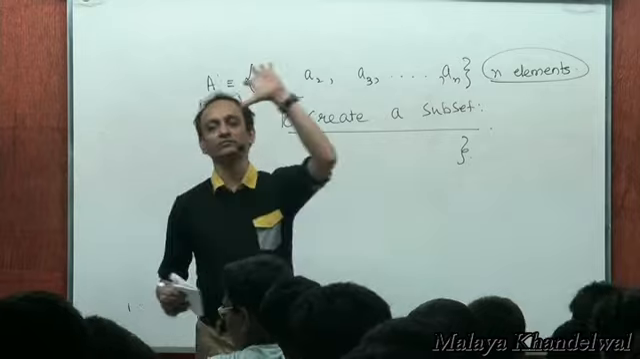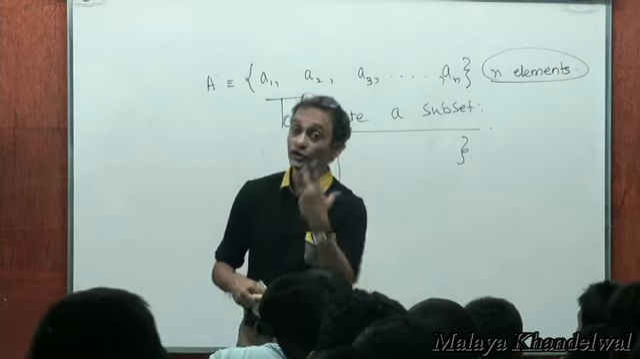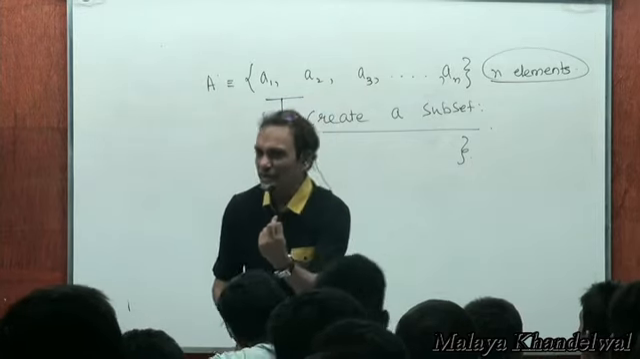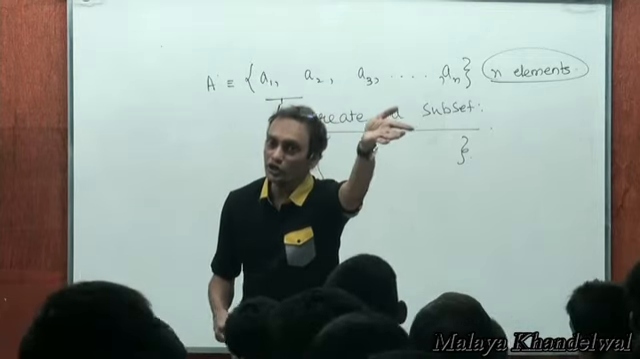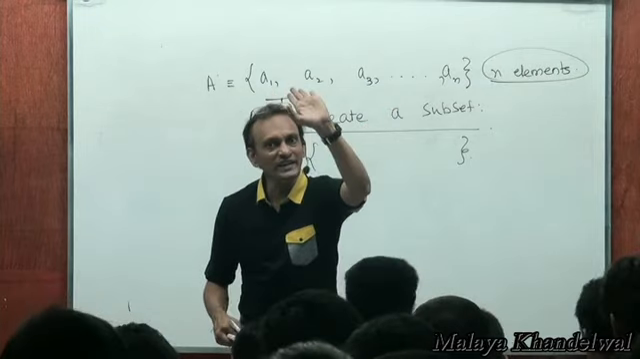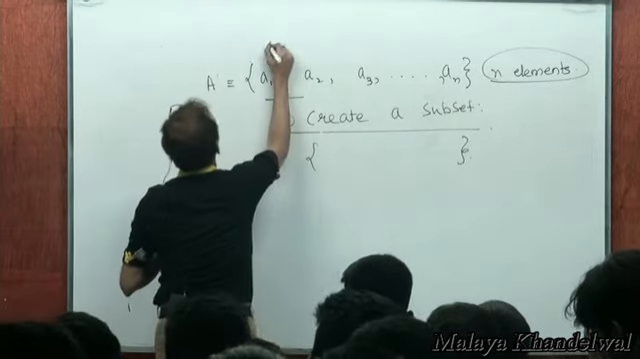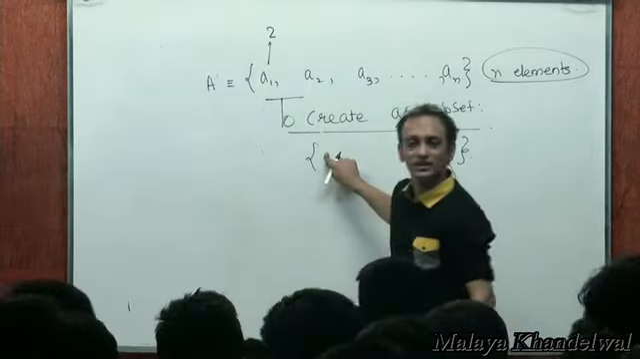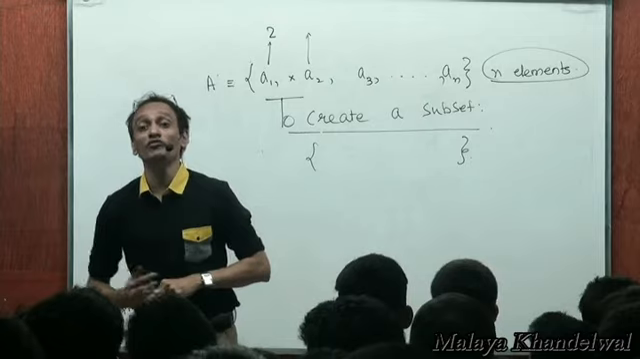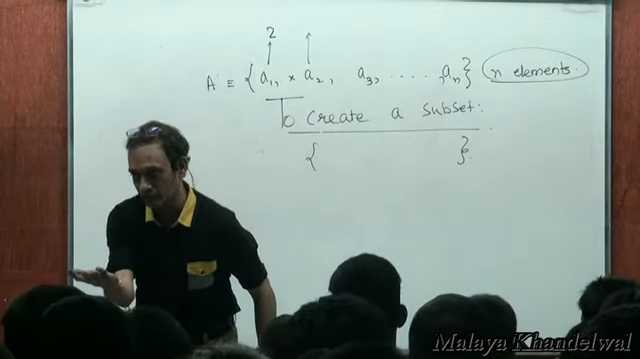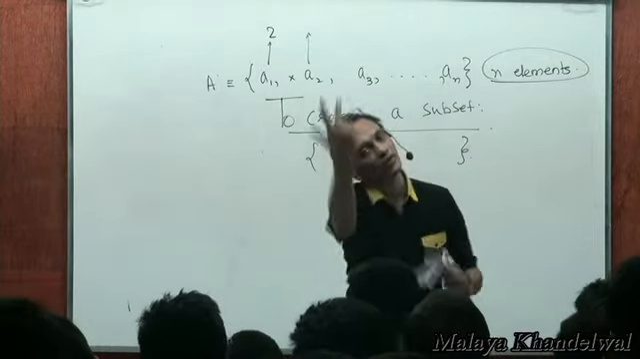So, event 1. Whether or not to include A1 is actually two possibilities. A1 could be dealt with in two ways: either included in the subset or not included in the subset. Two ways of dealing with A1. Again, inclusion or exclusion of A2 does not depend on what I have done with A1. So as far as A2 is concerned, there are two ways of dealing with A2.